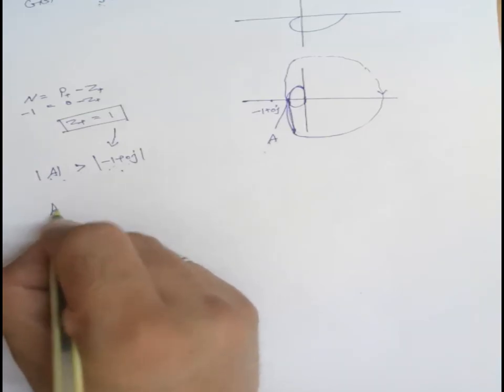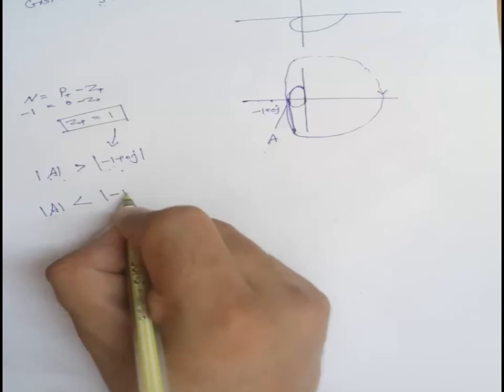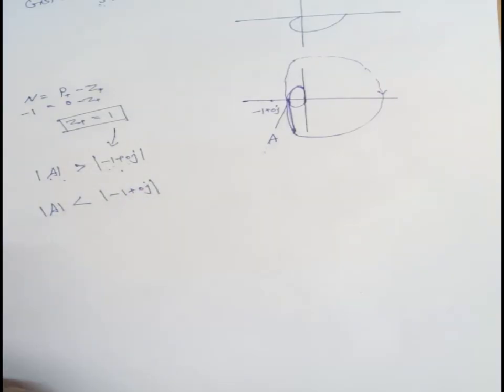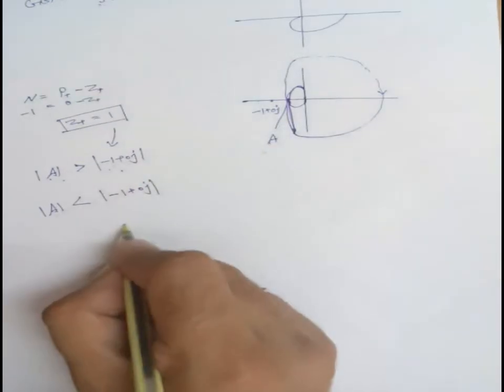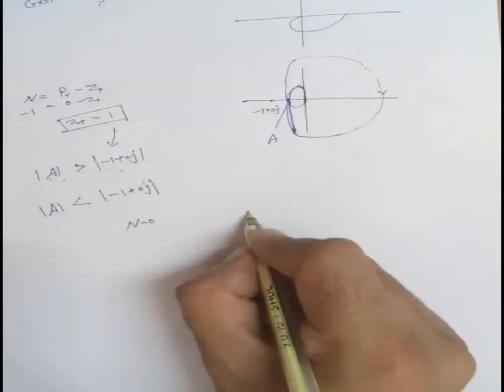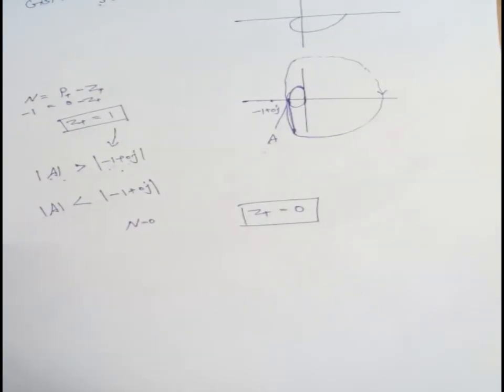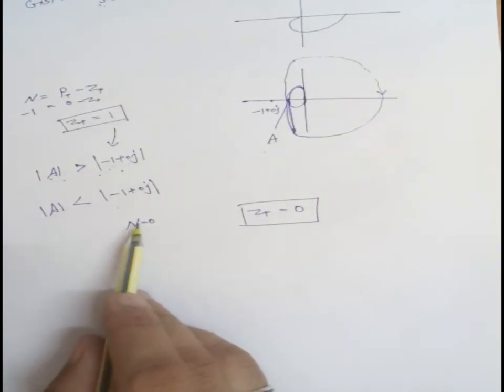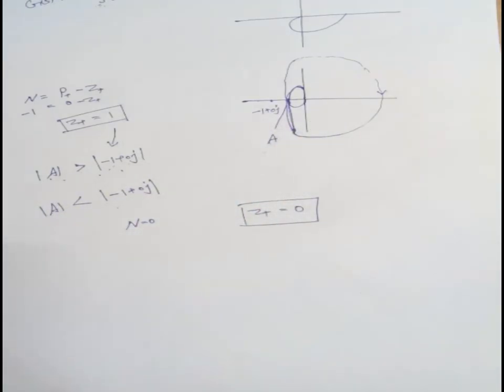There is a second case when the magnitude of A is less than the magnitude of minus 1 plus 0j. In this case my A lies over here and minus 1 is over here. In this case N is equal to 0, so my Z plus is equal to 0, so my system is stable. Okay, so there is a condition based on which I find out the stability using the Nyquist criterion. Thank you.